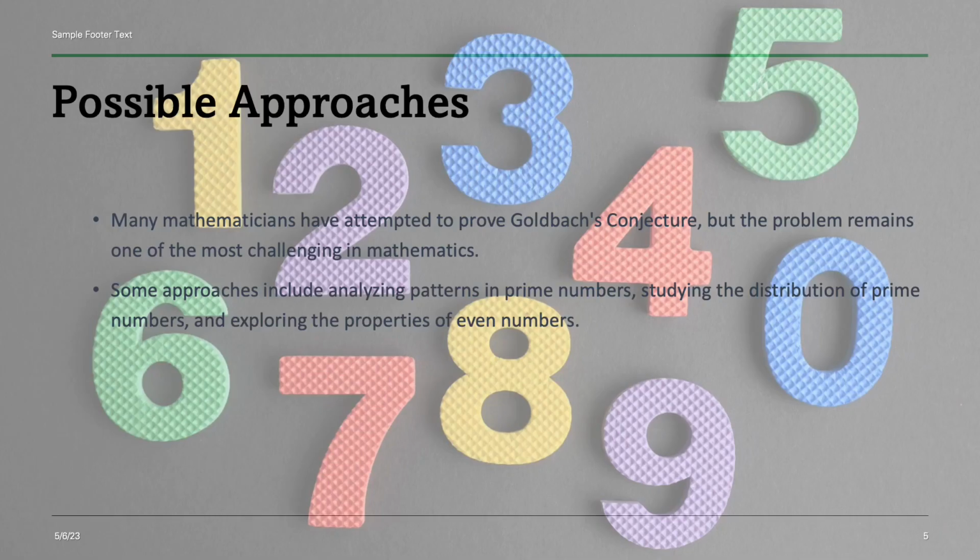This slide presents some possible approaches that mathematicians have used to try to prove Goldbach's conjecture. One approach is to analyze patterns in prime numbers to understand how they can be combined and form even numbers. Another approach is to study the distribution of prime numbers, which can provide insights into the likelihood of finding prime number pairs that add up to even numbers. Additionally, exploring the properties of even numbers can also provide clues about the conjecture.